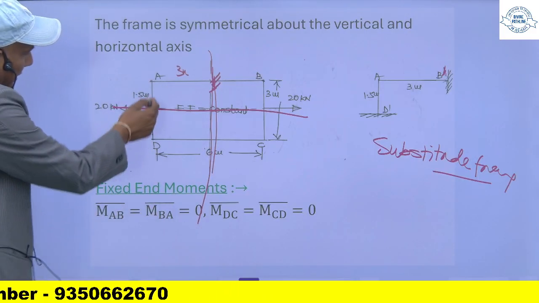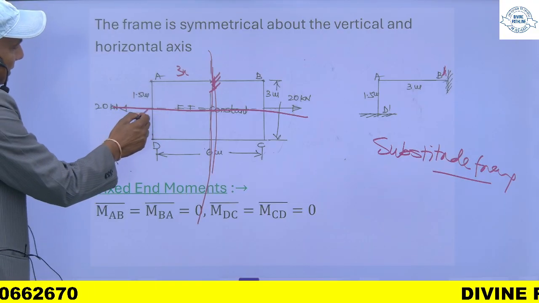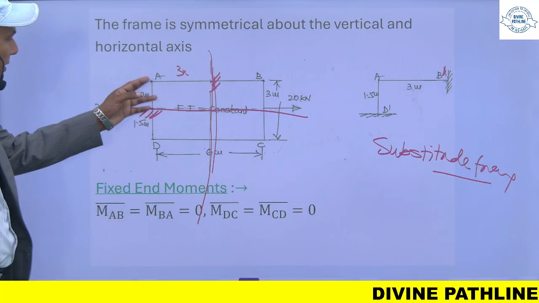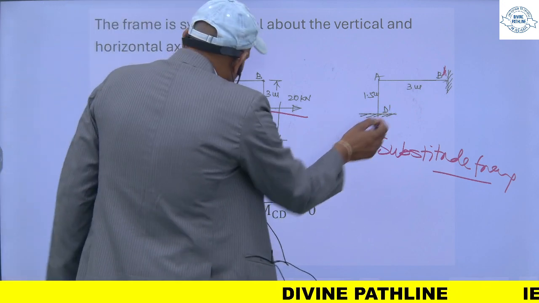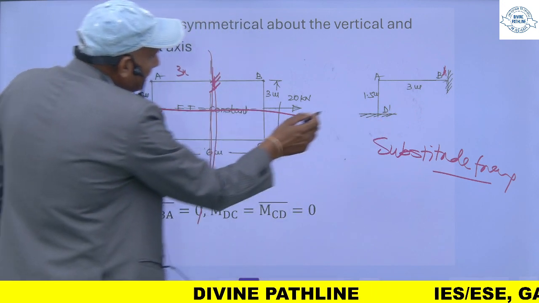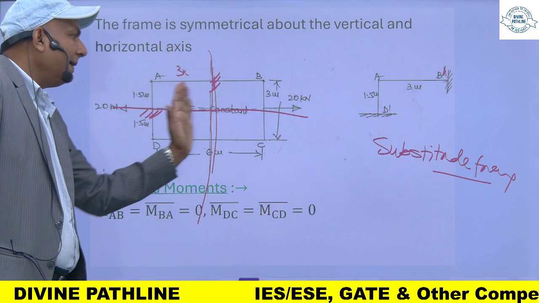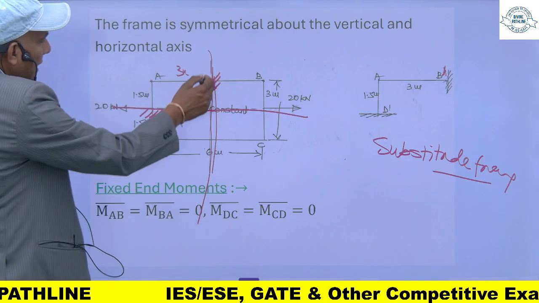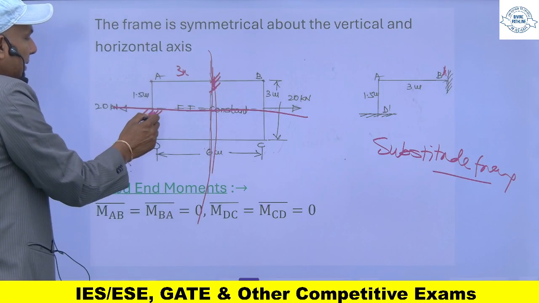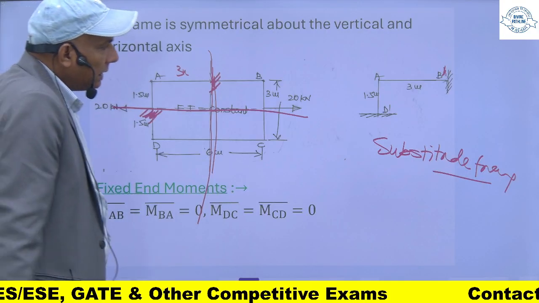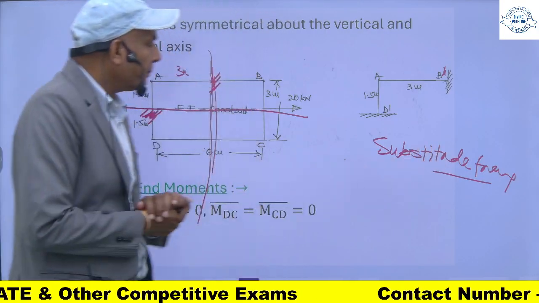Similarly, this is symmetrical to this one. So half of this I will treat as fixed. So half of this will be 1.5. Say this joint is D1. Since this is symmetrical about both ways, x-axis and y-axis, half of this I will take, half of this I will take. It is symmetrical. Now this is my substitute frame.